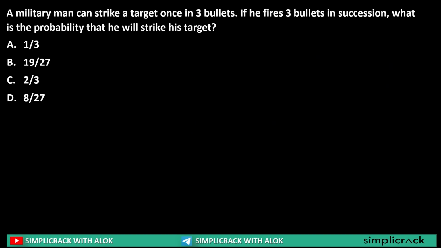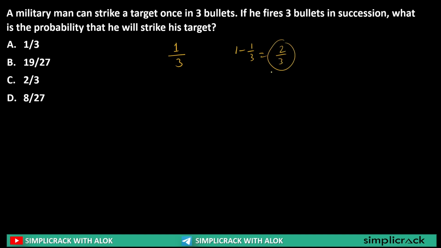Now, a military man can strike a target once in 3 bullets. So the probability of striking the target is 1 by 3. He fires 3 bullets in succession. What is the probability that he will strike it? Now, the probability of not striking the target is 1 minus 1 by 3, that is 2 by 3.